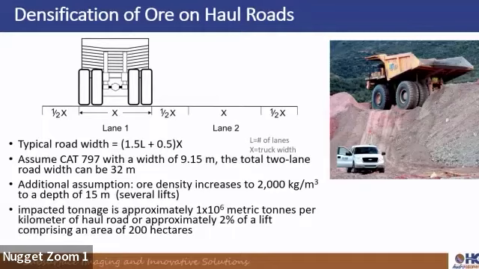And then if we take additional assumptions where the ore density increases to about 2,000 kilograms per cubic meter, up to a depth of 15 meters, which includes several lifts, we can get an impacted tonnage of approximately 1 million metric tons per kilometer of haulage road. Or if you're looking at a 200 hectare leach pad, that's about 2%. So why are we underperforming by 2% on a leach pad? Well, haul roads could be one of your answers.